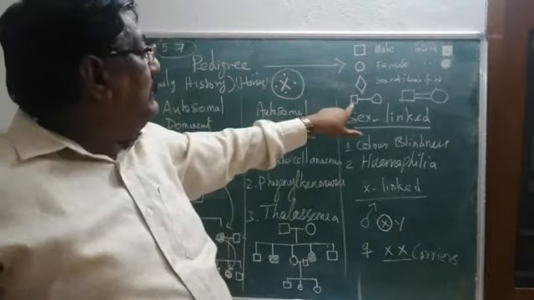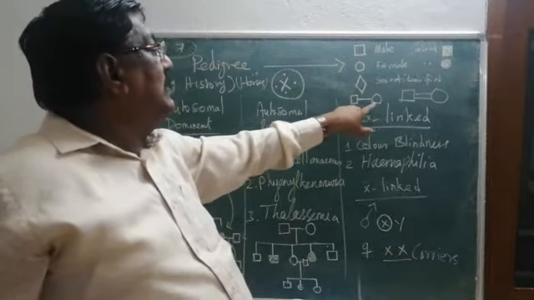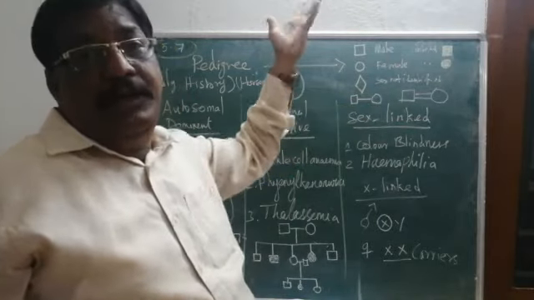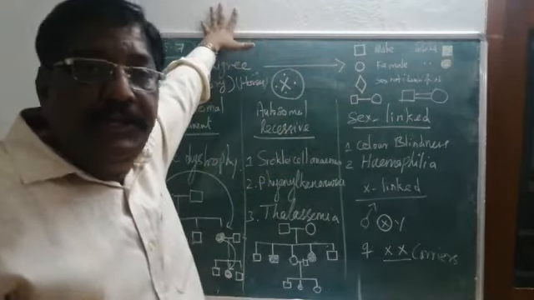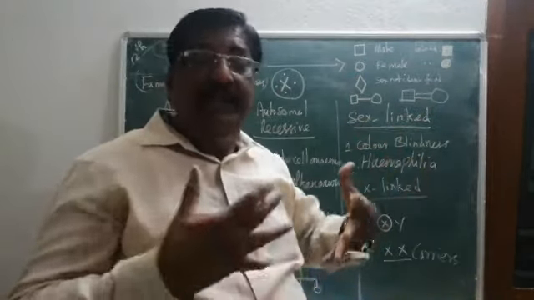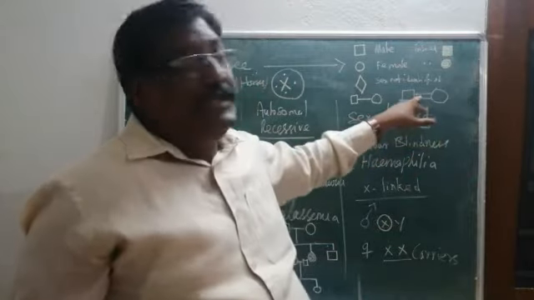Okay. And when the box is with one circle, it is called the marriage between a male and a female from unknown individuals. When two lines are there, they are within the family, very close relative marriages. That is denoted by this.